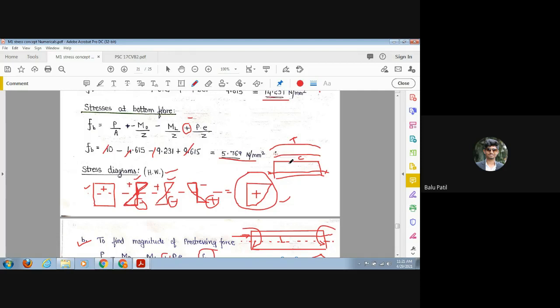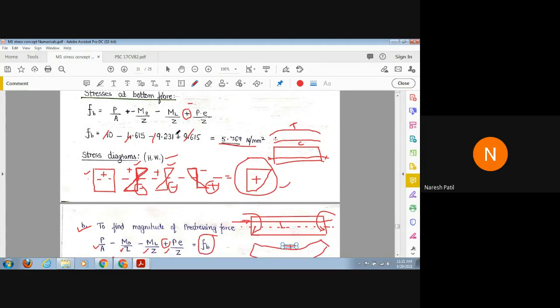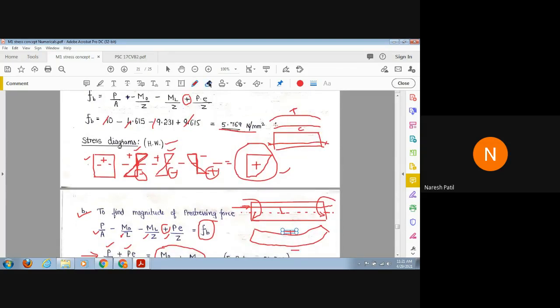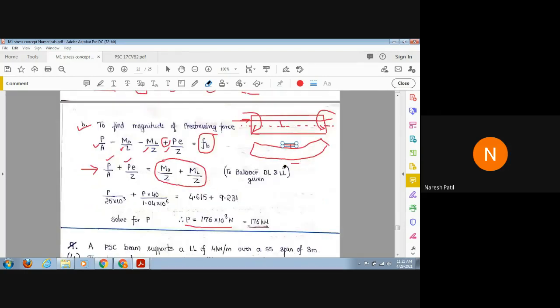Sir, will only the pre-stress change, or will the dead load and live load also change? It will be the same, because due to load it will bend downward only. Are you getting my point? So see, I'll explain once again. It is making confusion. I'll try to explain here once again.